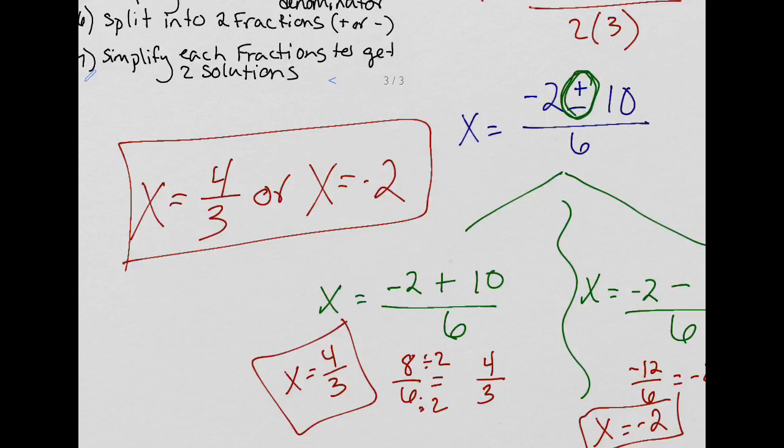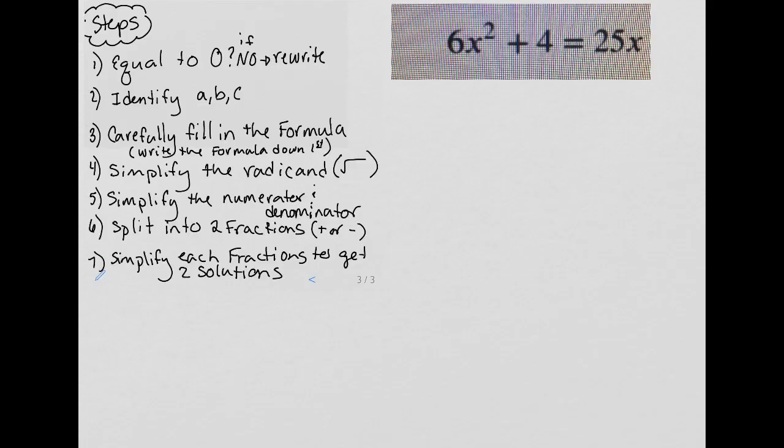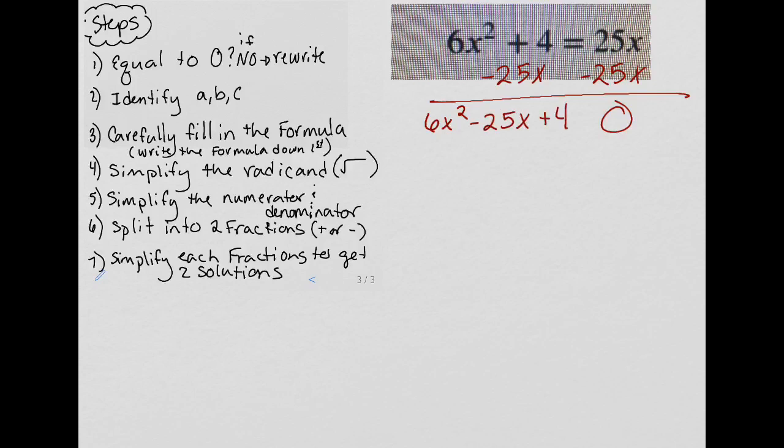So now we're going to try our second example. The second example you were asked to write down was 6x squared plus 4 is equal to 25x. So again, I have my steps listed out. The first one is to make sure it's equal to 0, and if not, to rewrite it. So I go to the equal sign and I say it's equal to 25x. That is not what I want. So I'm going to subtract 25x from both sides, which will give me 0. And then I'm going to rewrite it: 6x squared minus 25x plus 4.